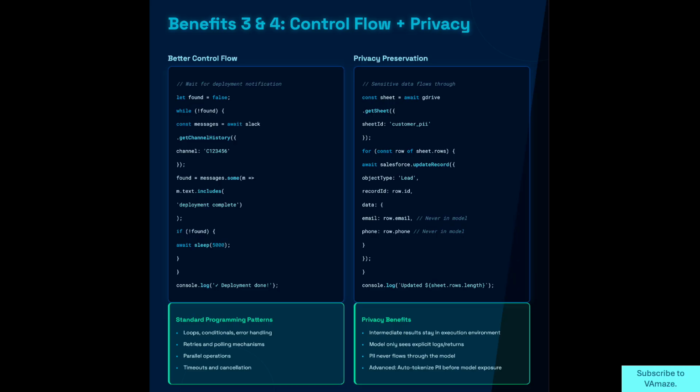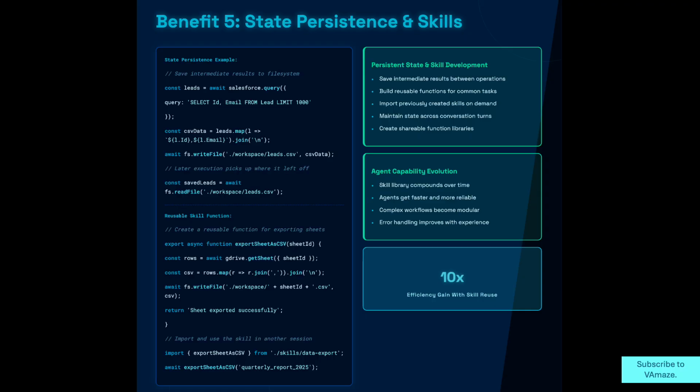You can take this even further with automatic tokenization. The MCP client can intercept sensitive data like email addresses, phone numbers, or names and replace them with tokens before they reach the model. When that data is used in subsequent operations, the tokens get swapped back for the real values. The model never sees the actual sensitive information, but the workflow still executes correctly. This opens up whole new categories of use cases where you need to orchestrate operations involving sensitive data without exposing that data to the AI model itself. That's a powerful privacy guarantee.